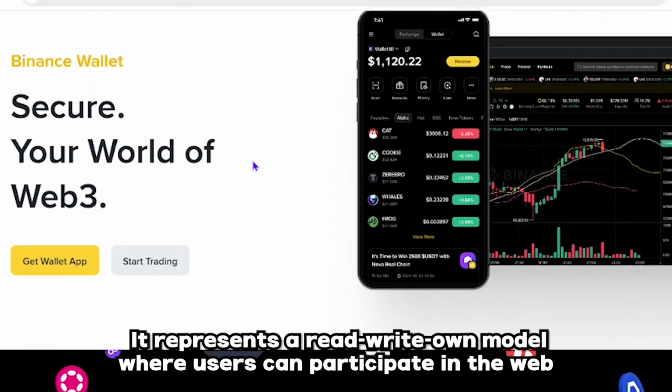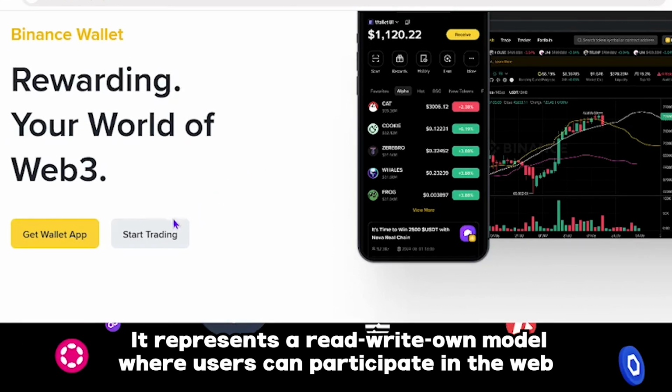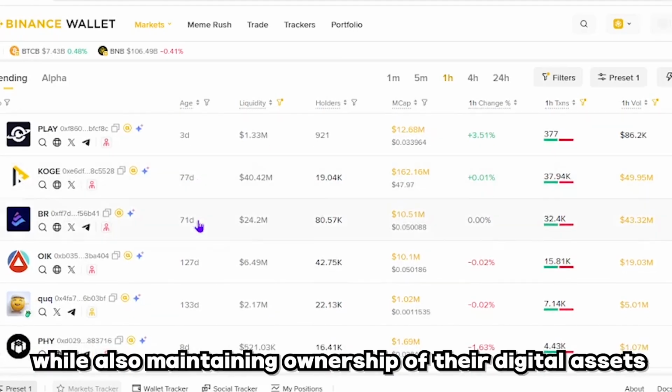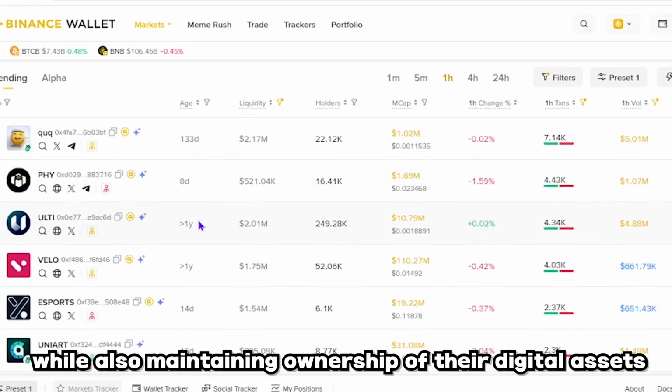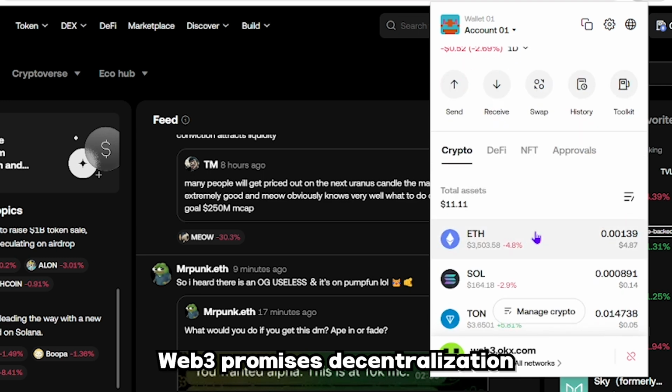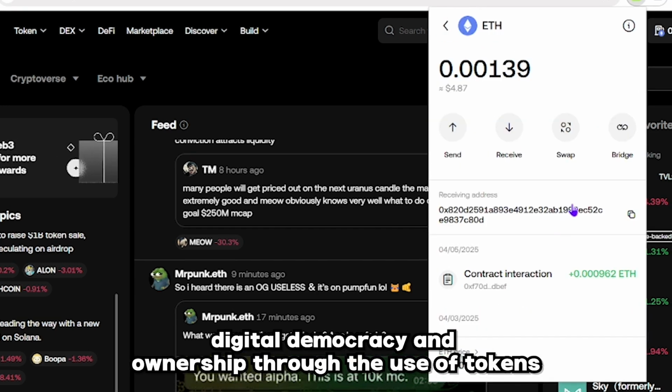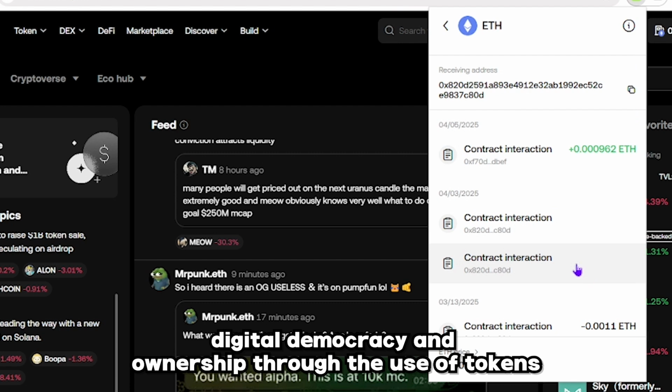It represents a read-write-own model, where users can participate in the web while also maintaining ownership of their digital assets. Web3 promises decentralization, digital democracy, and ownership through the use of tokens.